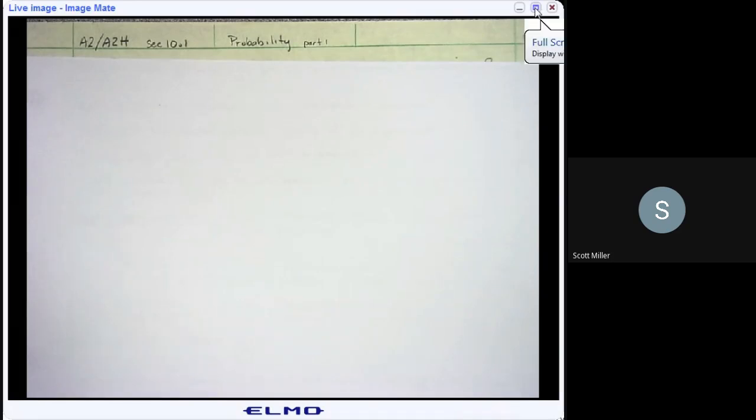So today we're going to be starting a new unit called probability. And so here's our first part, basic probability stuff. So let's take a look at some things that we need to know. Here are some definitions that we're going to get started with for our discussion.